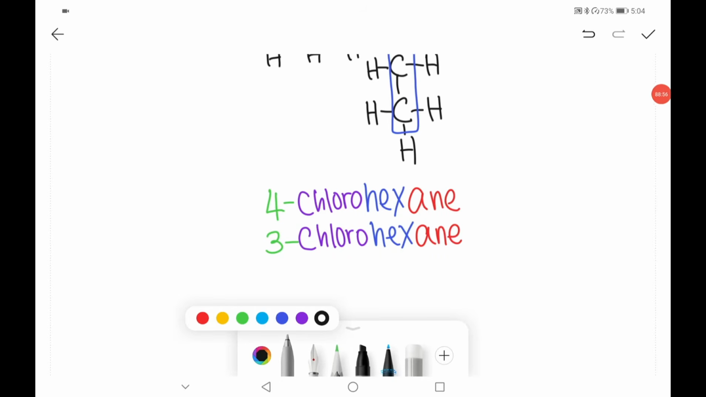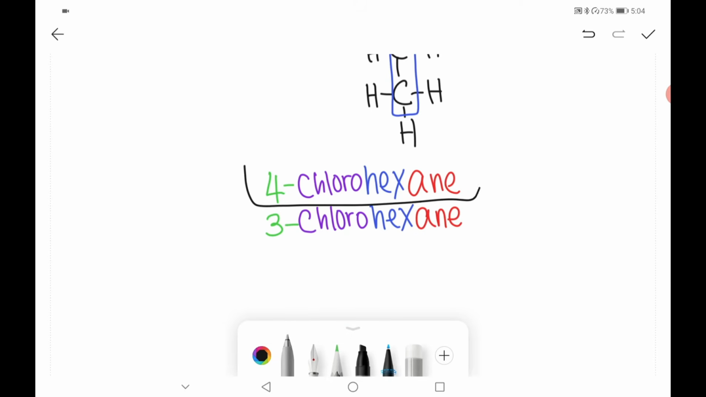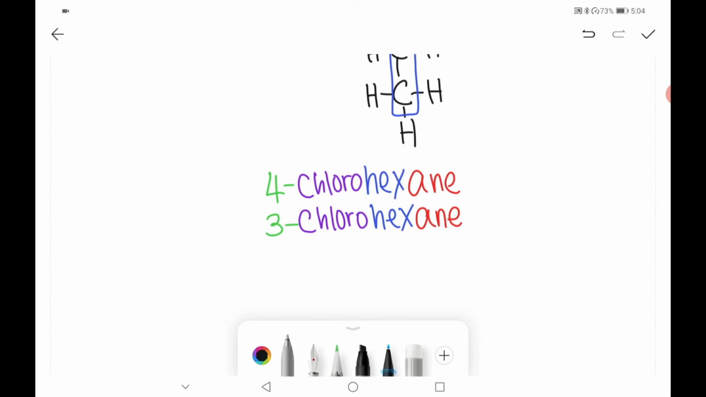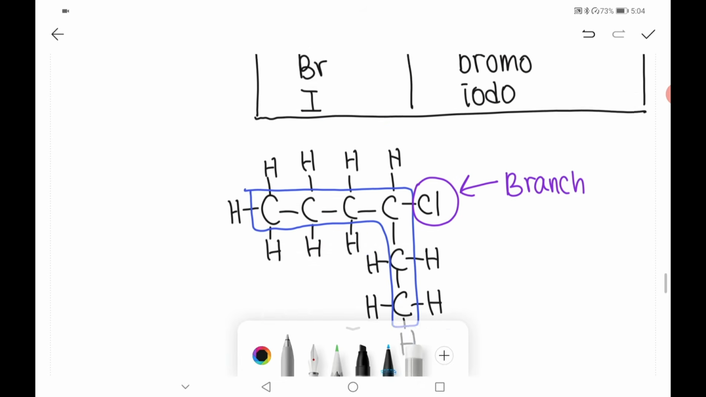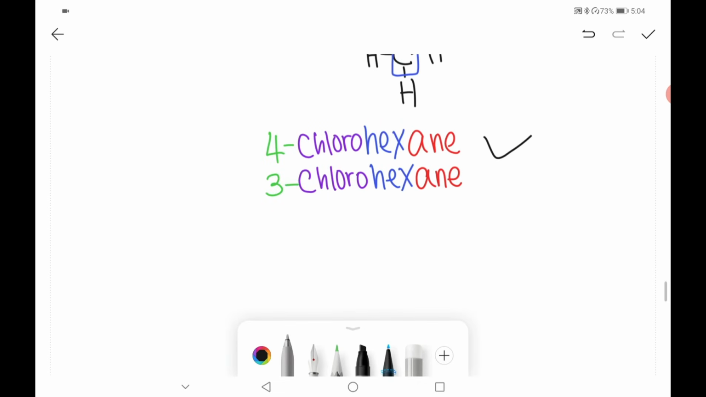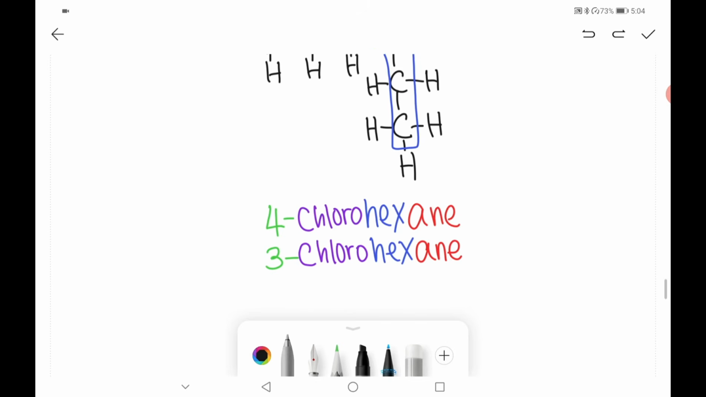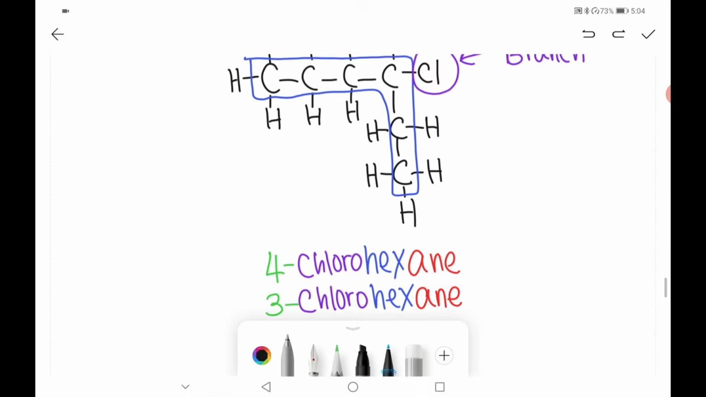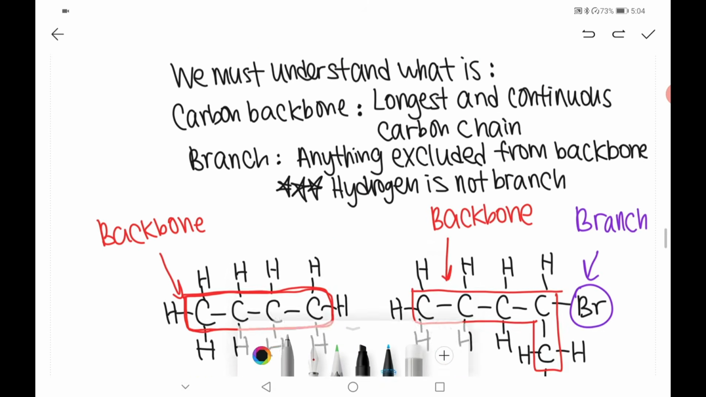You get it? I hope everyone can see why there are 2 names here. One is the name if I count from the left to the right, and this is the name I get when I count from the right to the left. So we have 2 possible names. The next thing is that we must know which one is the final answer that we should submit in your exam.